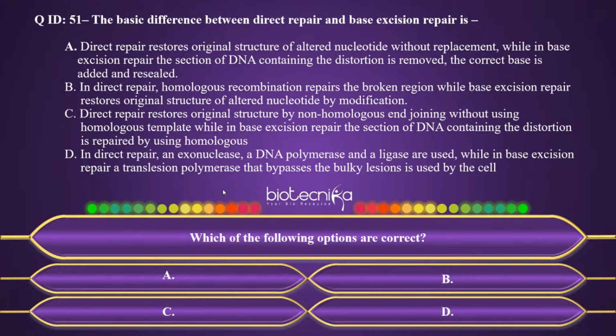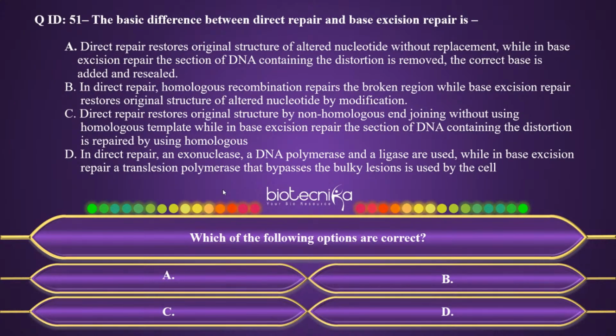The first option says the direct repair restores the original structure of the altered nucleotide without replacement, while in base excision repair, the section of the DNA containing the distortion is removed, the correct base is added and resealed. So this particular option seems absolutely right. But moving on to the other options also, we'll see.